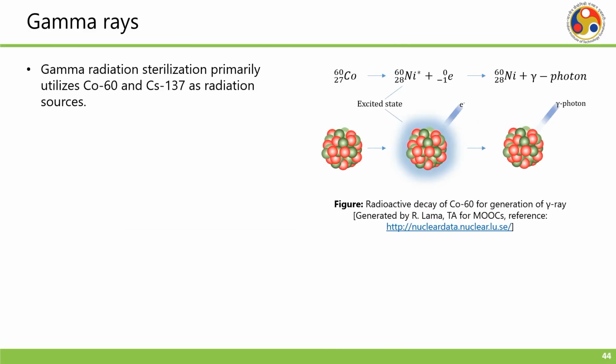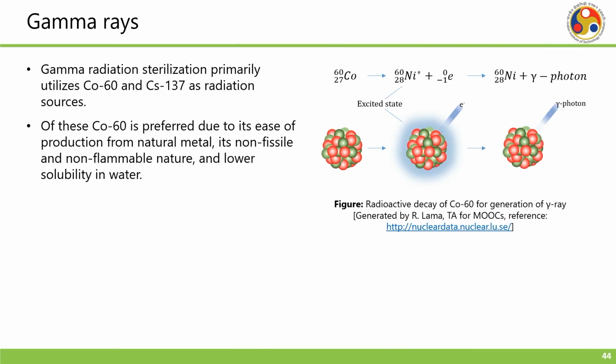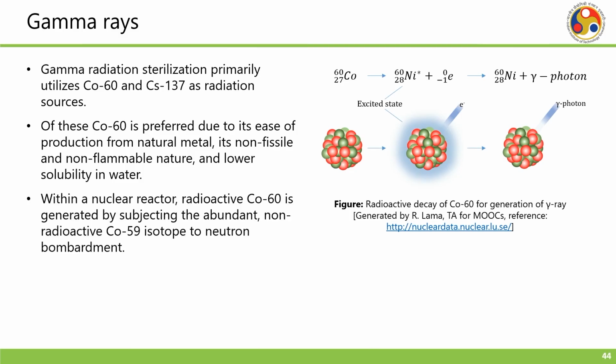Gamma ray radiation sterilization primarily utilizes cobalt 60 and cesium 137 as radiation sources. Here, cobalt 60 is preferred due to its ease of production from natural metal, its non-fissile and non-flammable nature and its lower solubility in water.